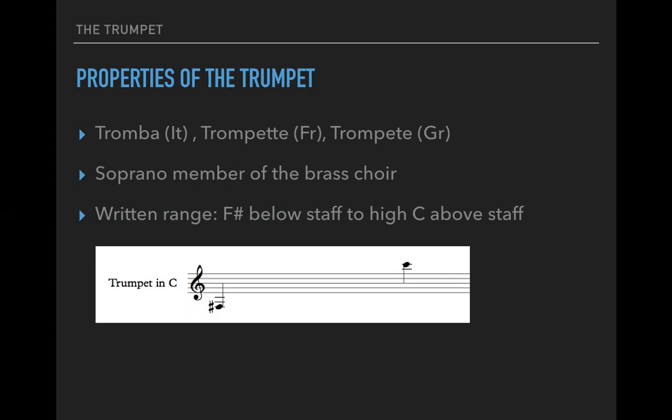All right. So if this were trumpet in C, it'd be this F sharp to the high C. And of course, if it were trumpet in B flat, that would be sounding down a major second. So the lowest note would be that low sounding E and the highest B flat.